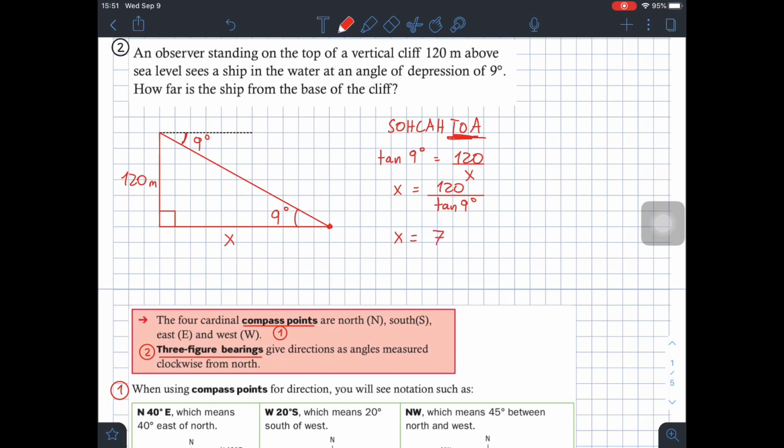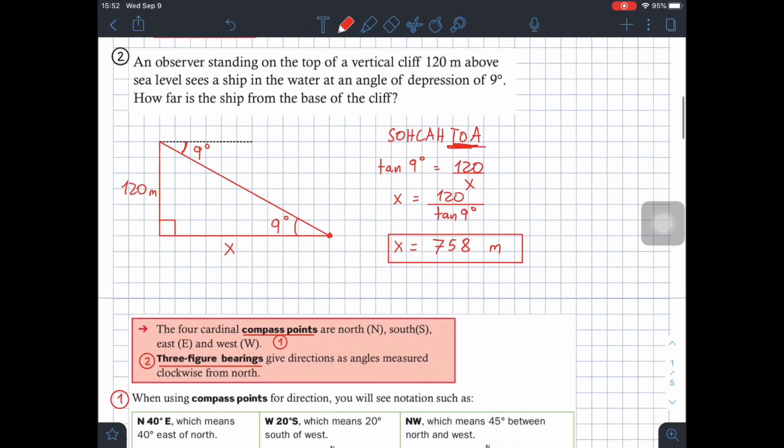This is 757.7 if we want to round it. Or maybe if we round it to 3 significant figures, it's just 758. 758, we're talking about meters in this case. So that is the result. That's the distance from the base of the cliff to the boat, to the ship. Okay, so this is easy peasy.